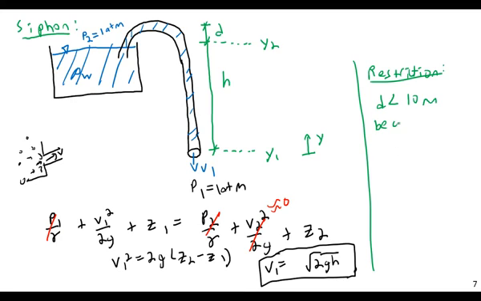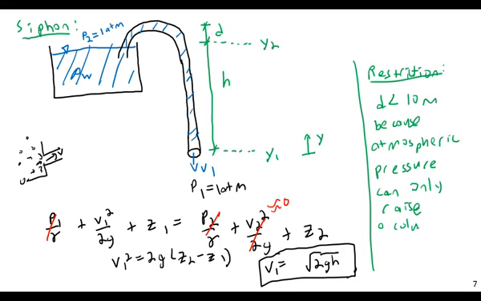Because atmospheric pressure can only raise a column of water up to about 10 meters. That's for every case? Yes, that's for every case.